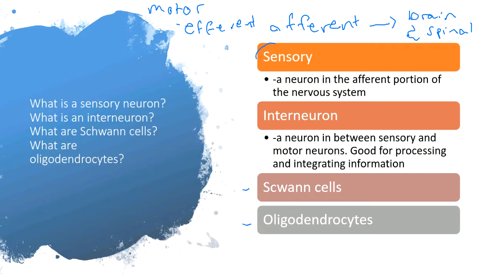So an effector, I'm not sure if it's one of the questions later on, but I'll go over it right now. It is what elicits the response in the nervous system. So this can be a muscle or a gland.